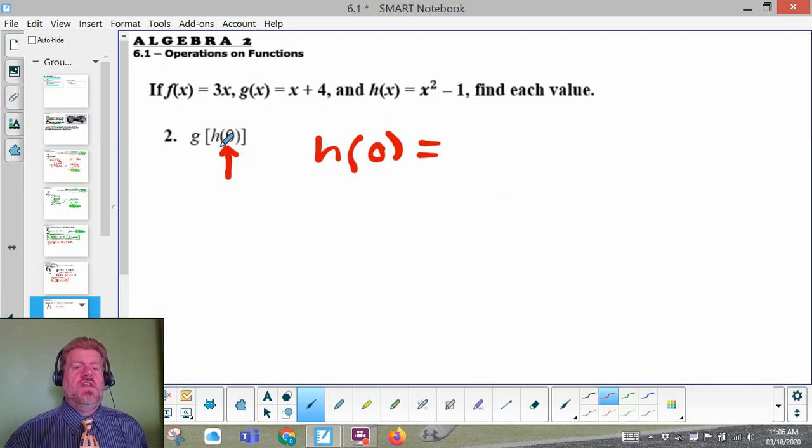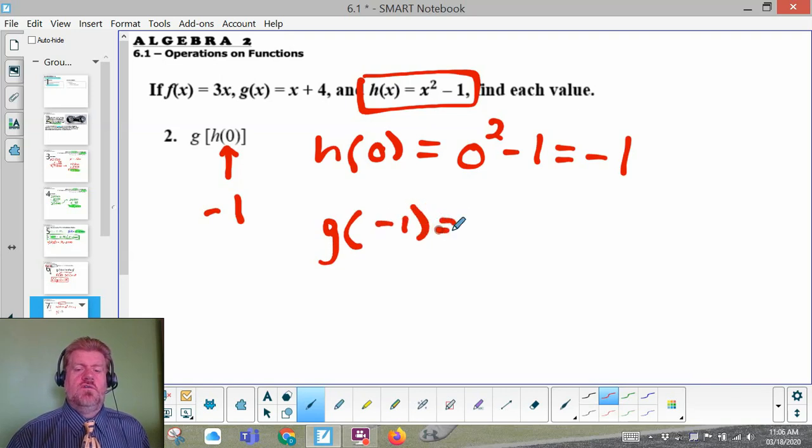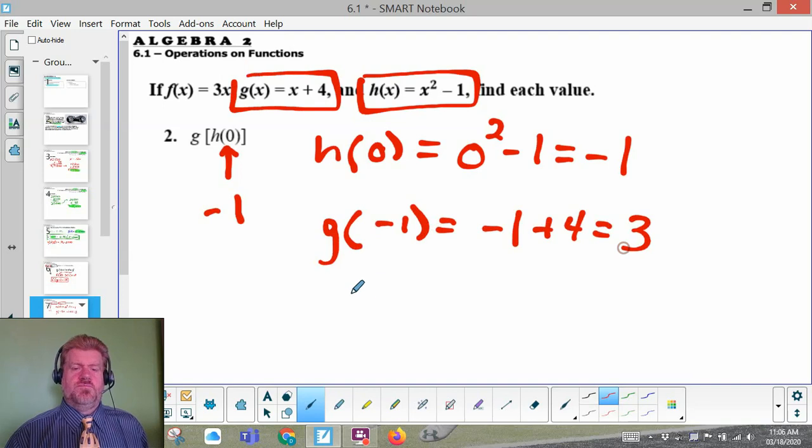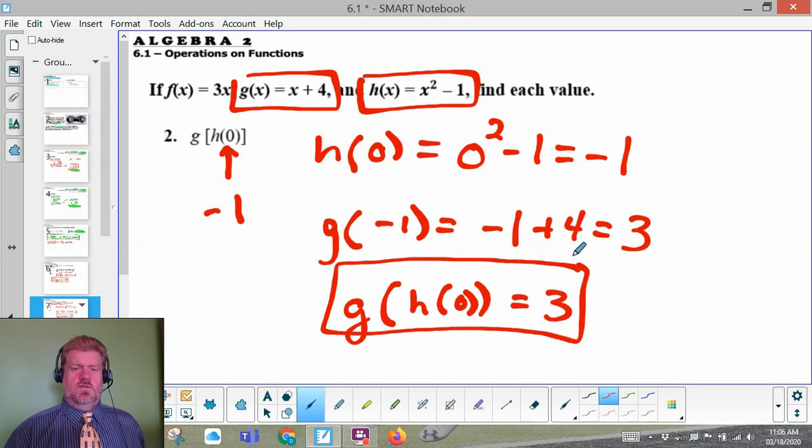All right, we're finding h of 0. Well, h is this, x squared minus 1. So it's going to be 0 squared minus 1. 0 squared is still 0, and 0 minus 1 is negative 1. So my answer now is negative 1. So I'm going to put that answer into the function of g. And we did g just before. G is x plus 4. So it's not x plus 4, but it's negative 1 plus 4, which equals 3. So g of h of 0, when it's all said and done, equals 3. Okay?